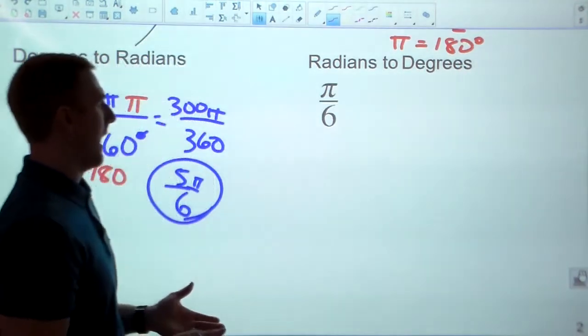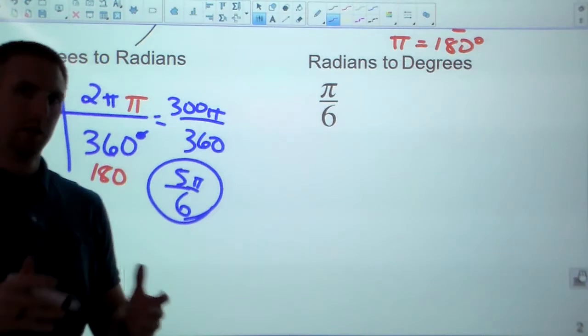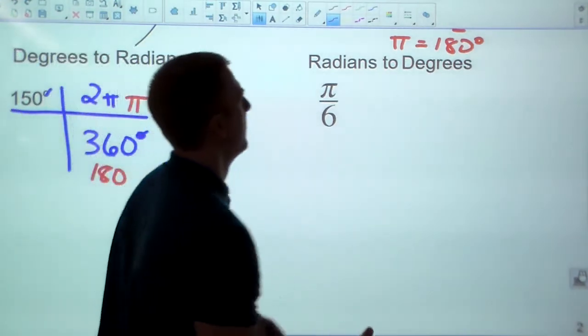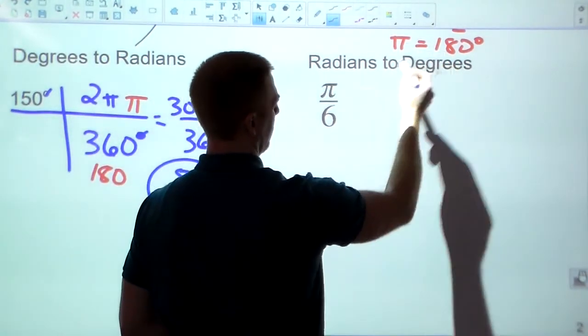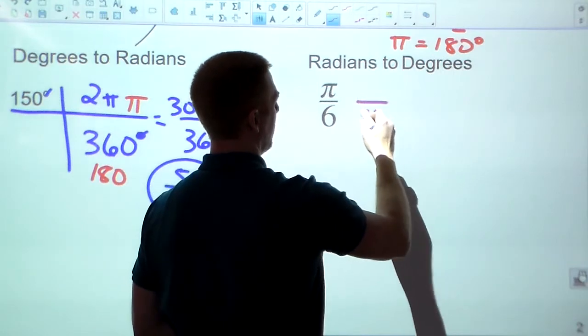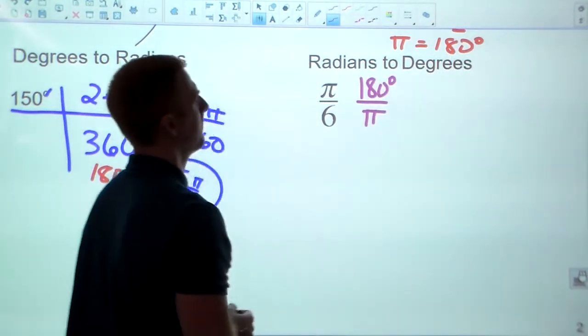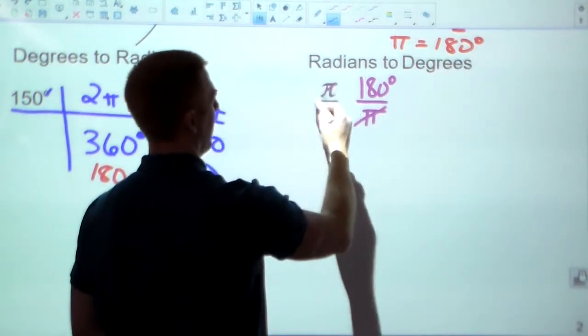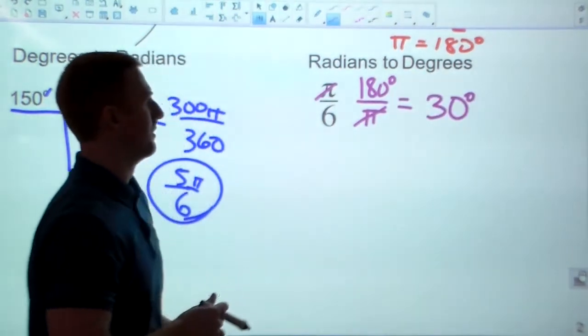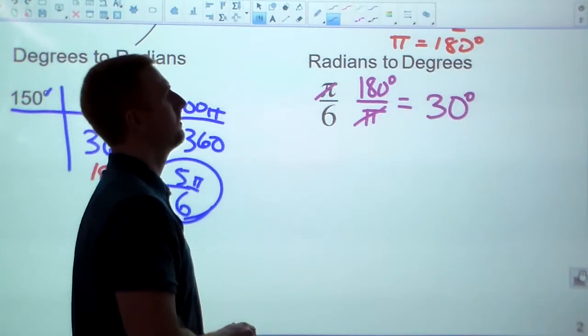Since this is already a fraction, probably the easiest thing to do is just multiply it by a fraction. And if we want pi to go away, we can put it on the bottom. There are 180 degrees per pi radians. So the pi's would actually divide out. 180 divided by 6 is 30 degrees.